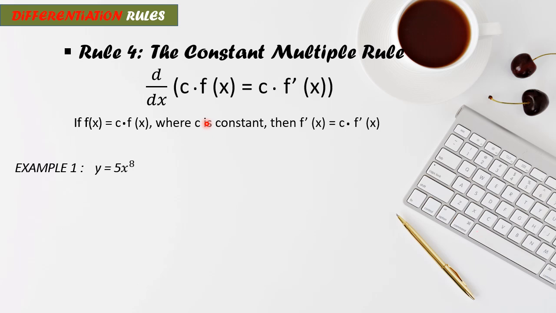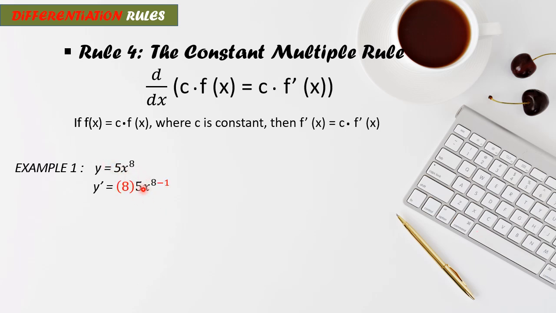Okay, y is equal to 5x raised to 8. So according to the constant multiple rule, if you have a constant, where's your constant? 5 is your constant, right? And then you have an exponential variable, which is x raised to 8. If you see it like this, you'll just have to retain the constant, that is 5.